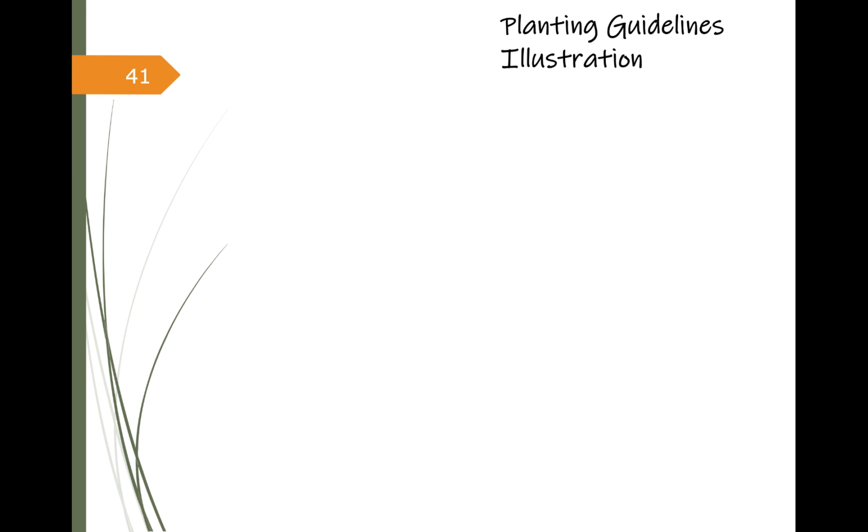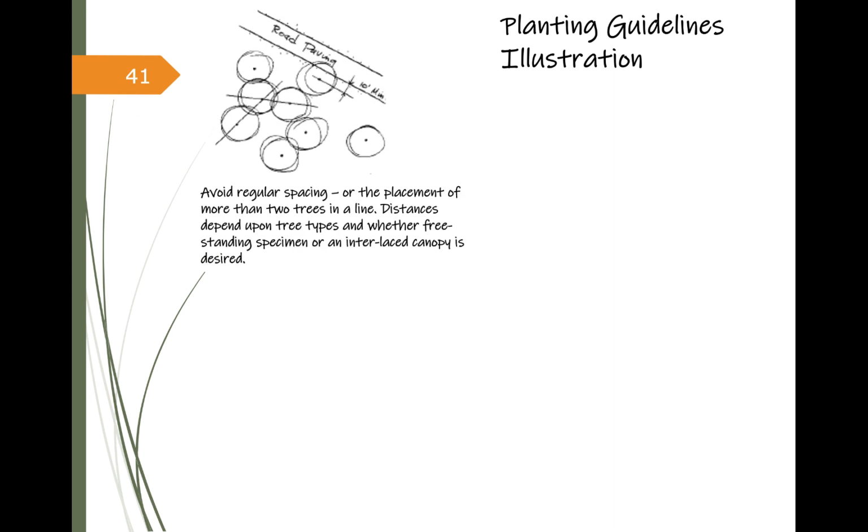If you want a more natural feeling for plant arrangement, you should avoid regular spacing, or the placement of more than 2 trees in one line. Distances depend upon tree types and whether a freestanding specimen or an interlaced canopy is desired.